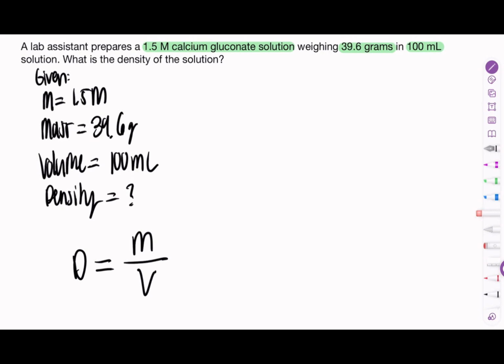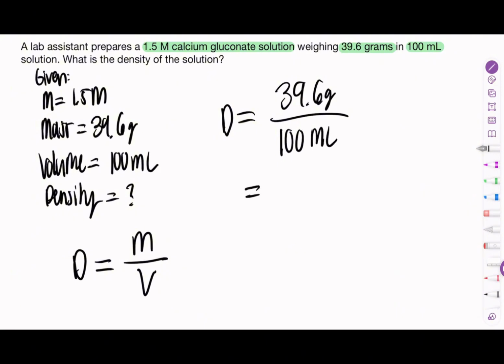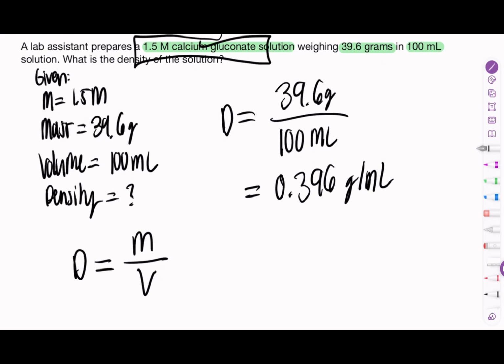Now, let's fill out. D is equal to, what is the mass? 39.6 grams over 100 milliliters. Now let's try to solve it. Which is 0.396 grams per milliliter, which is the unit for density. Now, this 1.5 molar is just a distraction. As long as it has been stated that the mass and the volume are for the whole solution, then you can just directly use the density formula.